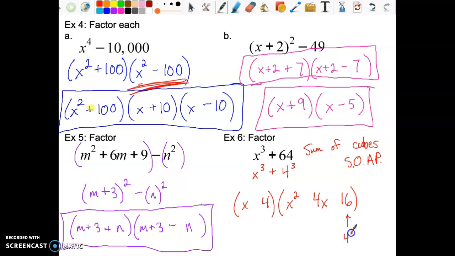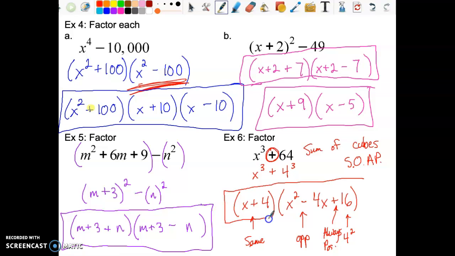That's 4 squared. So where does SOAP come in from? It's this sign right here. It's the same sign, so plus goes here. Right here is the opposite sign, so it's minus, and right here is always positive. If you spell out SOAP, S-O-A-P, same, opposite, always positive. And you probably did this in Algebra 2. You may not have heard this acronym before.